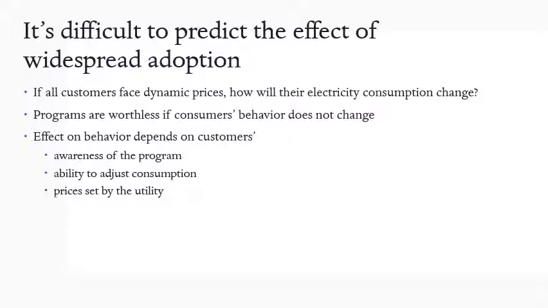The effect on behavior depends on customers' awareness of the program, so they have to know that they're enrolled in this. They have to know that their prices are changing. It also depends on the ability to adjust consumption, they have to be able to adjust consumption, and then the effects also depend on the actual prices set by the utility. So higher prices are going to lead to lower consumption than lower prices.